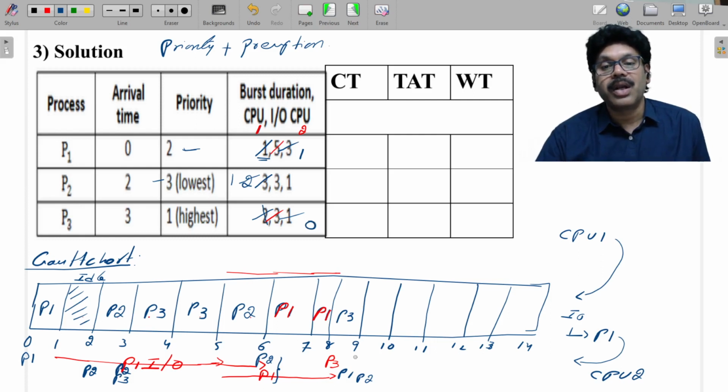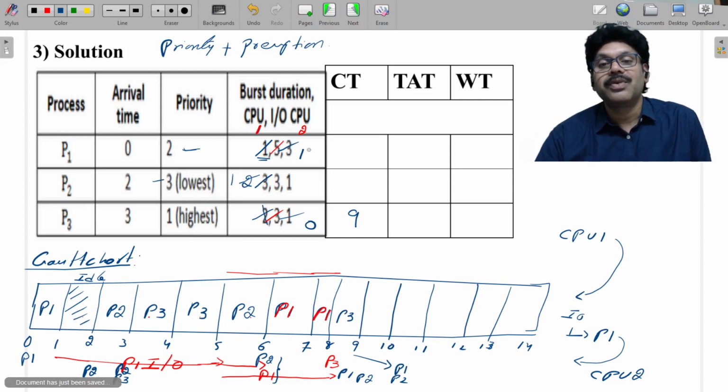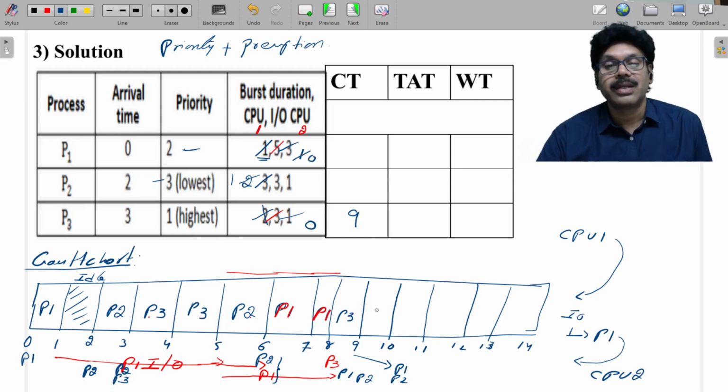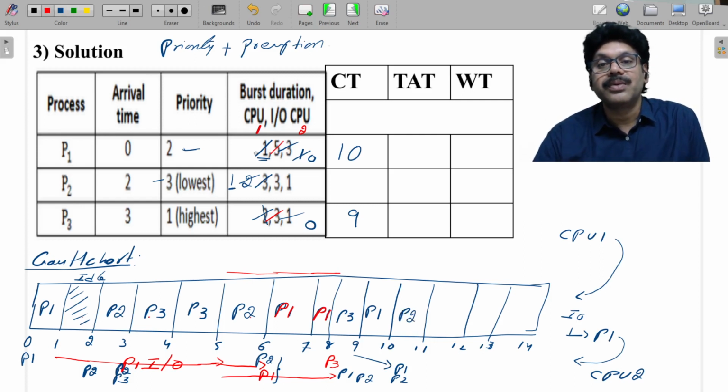P3 is completed at what time? 9. Now there are 2 more processes fighting, P1 and P2. Among them, we check the priority. P1 has the highest priority, therefore it executes the rest. So P1 is executed and it is completed at 10. So P2 is balanced, so P2 is executed. Still P2 needs how many units? Only 1 unit. So P2 is executed 1 unit and it goes for IO.